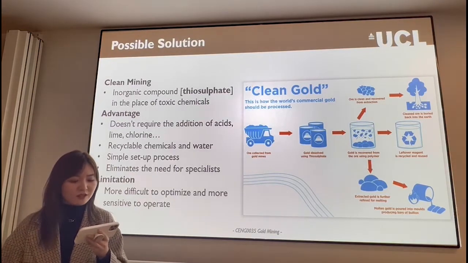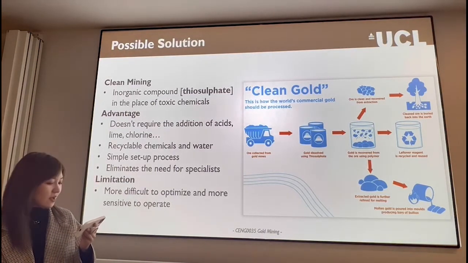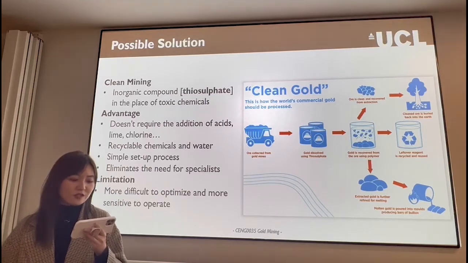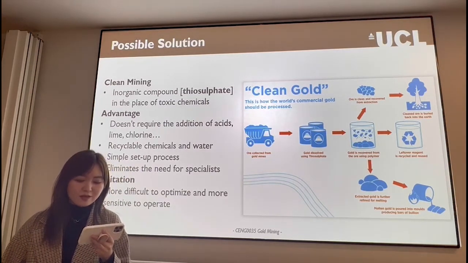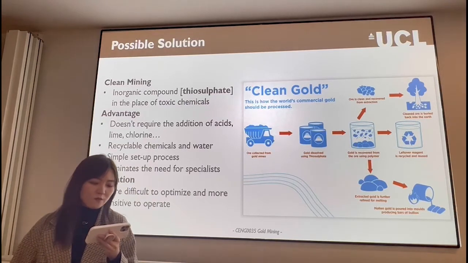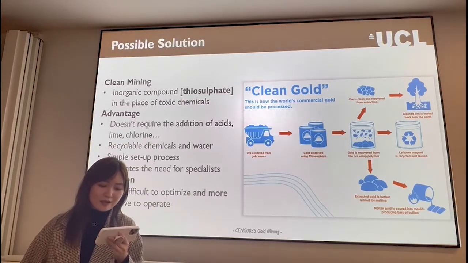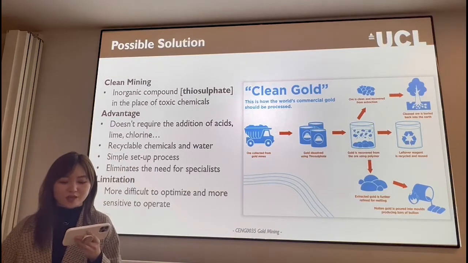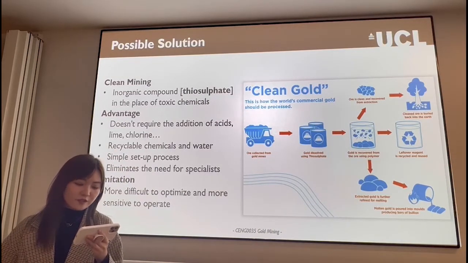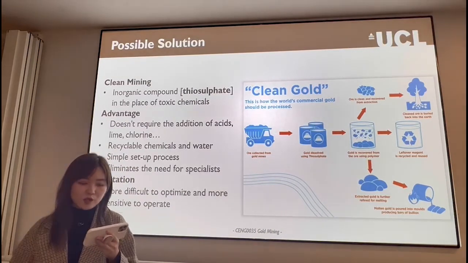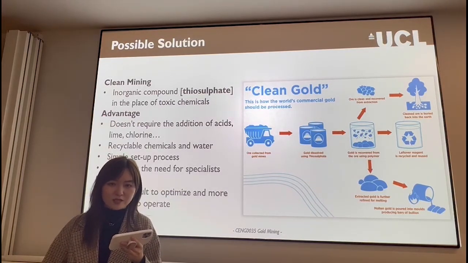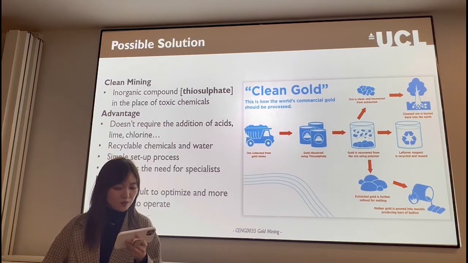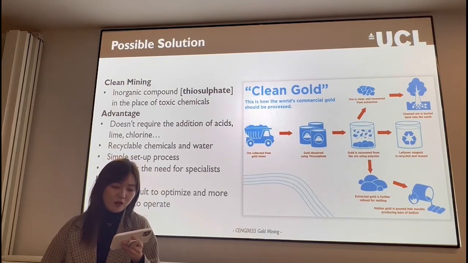However, the limitation of this approach is that the chemistry involved in the thiosulfate leaching process is more complex and less robust than the cyanide leaching process. Thiosulfate leaching is a sensitive process that requires optimization of the chemical components of the leaching reaction, as well as physical parameters such as pulp density and temperature, to maximize the gold recovery and minimize the reagent losses.